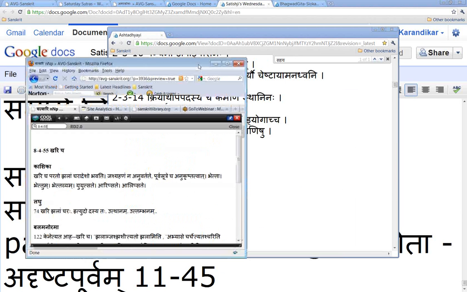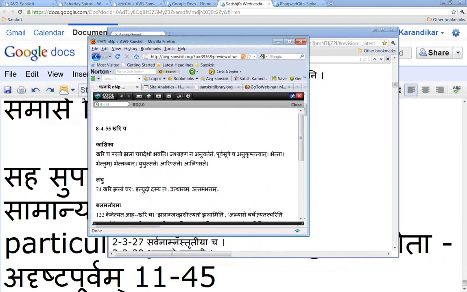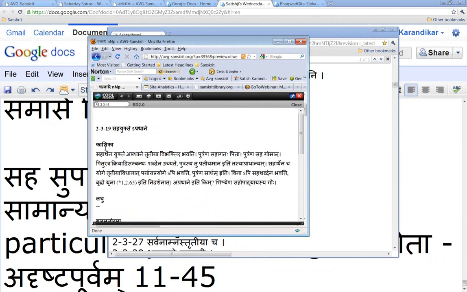So if you look at this 2.3.19, let's see what the Vritti of 2.3.19 says. 2.3.19 is telling us Saharthena Yukte. So you can say Sakam, Sardham. So a synonym of Saha also will do.